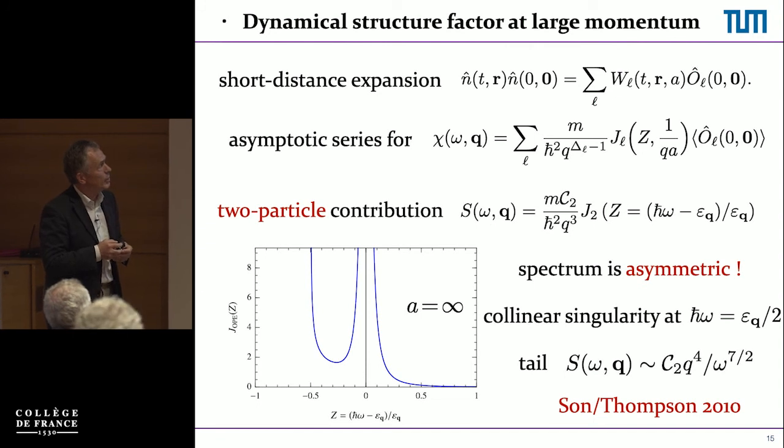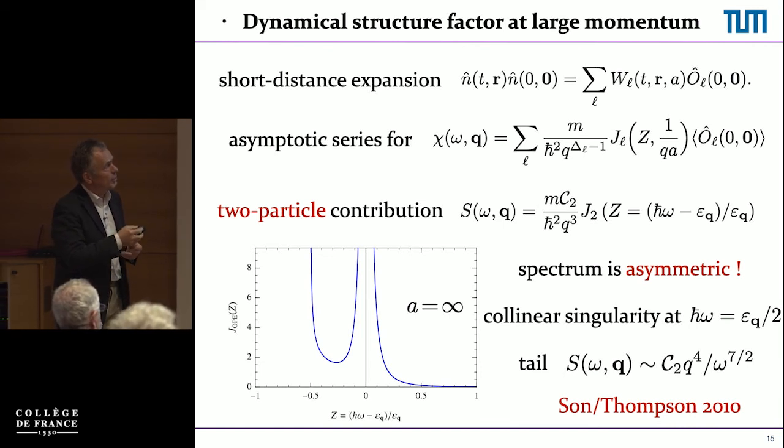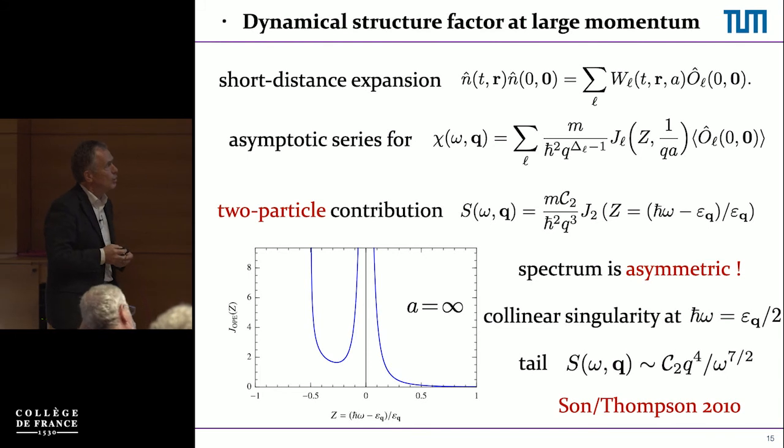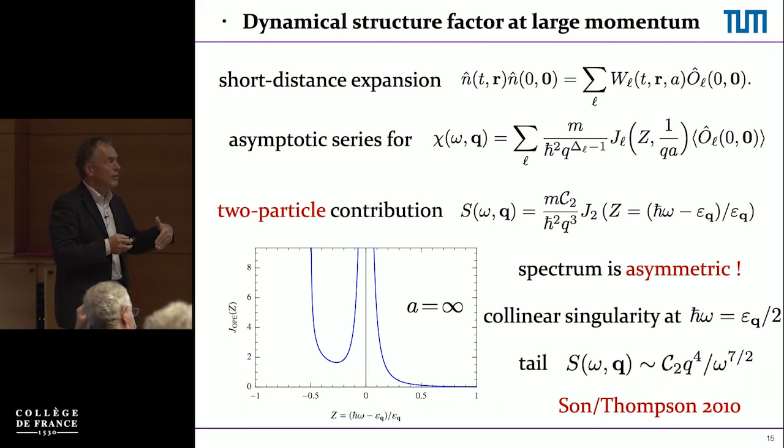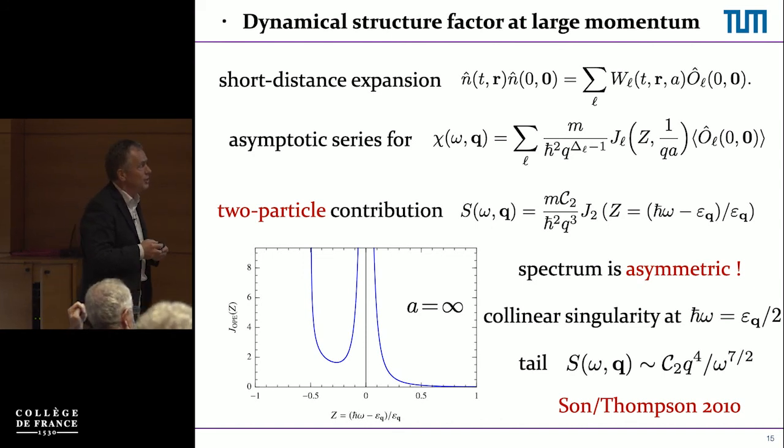If you work this out, then this implies a certain 1/q expansion of this density response function, which involves powers of q with increasing delta L. So the higher ones are suppressed at large q. And the 2-particle contribution, which I just indicated, is proportional to the 2-body contact. There's a scaling function now, which involves the deviation from the single particle energy not divided by q, but divided by q squared, essentially. And you can calculate the scaling function, and it's very strongly asymmetric.